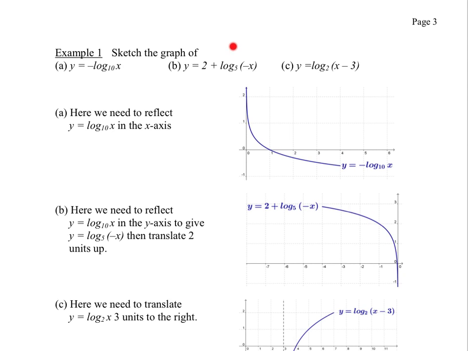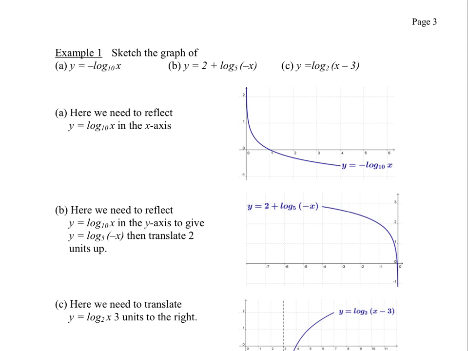In the second question here, we've got log base 5 of minus x, and then we've got to add 2 to it. So first of all, imagine what log base 5 of x would look like. It would kind of look like that over here somewhere. Now, what's happened with the minus x, if you replace x with minus x, it reflects the function over the y-axis. So what was here has been reflected over the y-axis. And then this 2 here has the effect of shifting it up by 2 units.